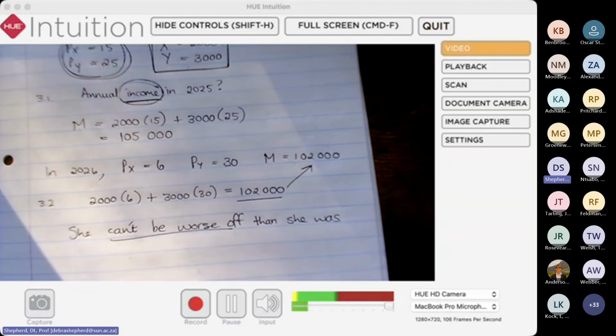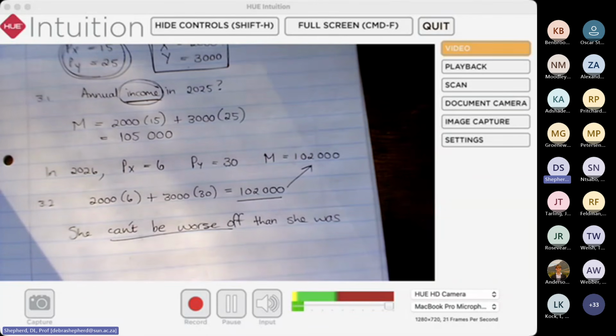It is impossible for her to be worse off. As long as she can still choose the same bundle this year as she could last year, it means she can be as satisfied this year as she was last year. She can get the same utility this year as she did in the past. So she can't be worse off.